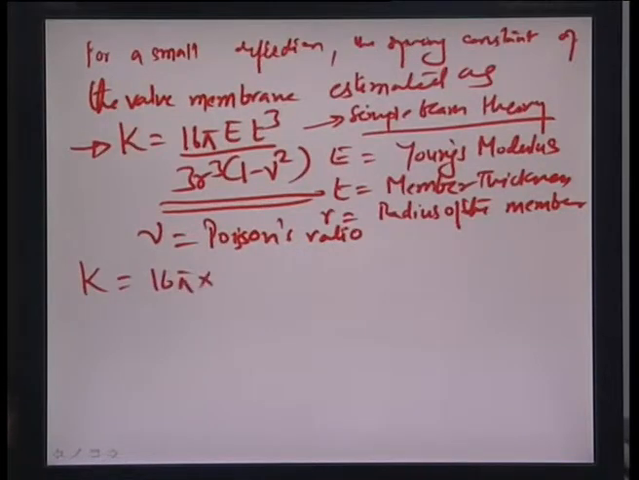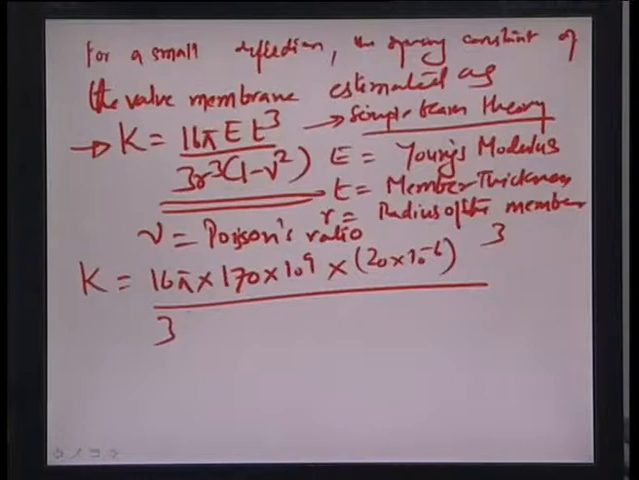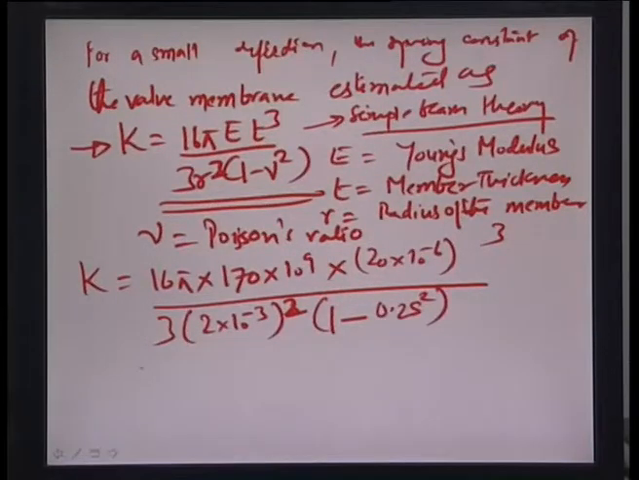It is equal to 16 pi times E, which is 170 times 10 to the power of 9. The Young's modulus for silicon is 170 gigapascals, so this is in pascals, times thickness cubed, so it is 20 times 10 to the power minus 6, as 20 microns is the thickness of the particular member in question. The cube of thickness is divided by 3 r cubed, where r is 4000 microns diameter or 2000 microns radius, so it is about 2 times 10 to the power of minus 3 meters. Cube of this times 1 minus nu squared, where nu is 0.25 Poisson's ratio. So this comes out to be effectively equal to 6.08 times 10 to the power of 3 Newton per meter. That is what the k value is.